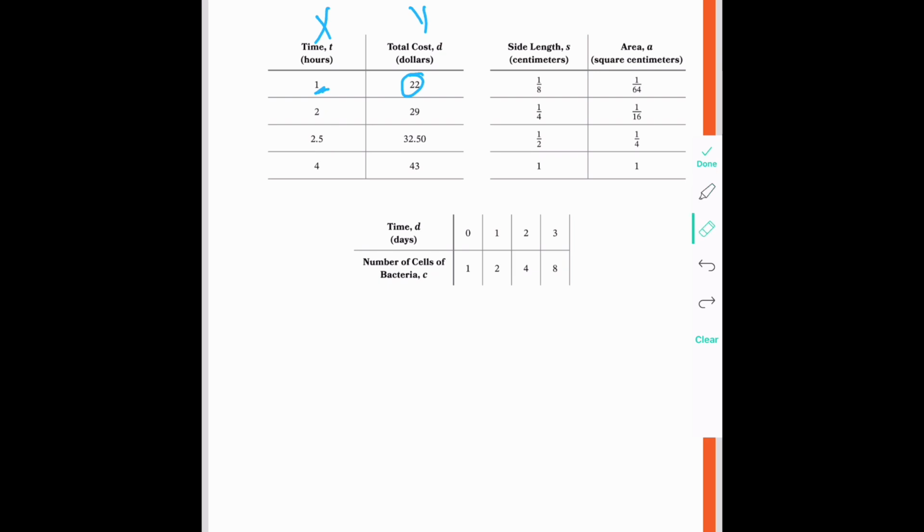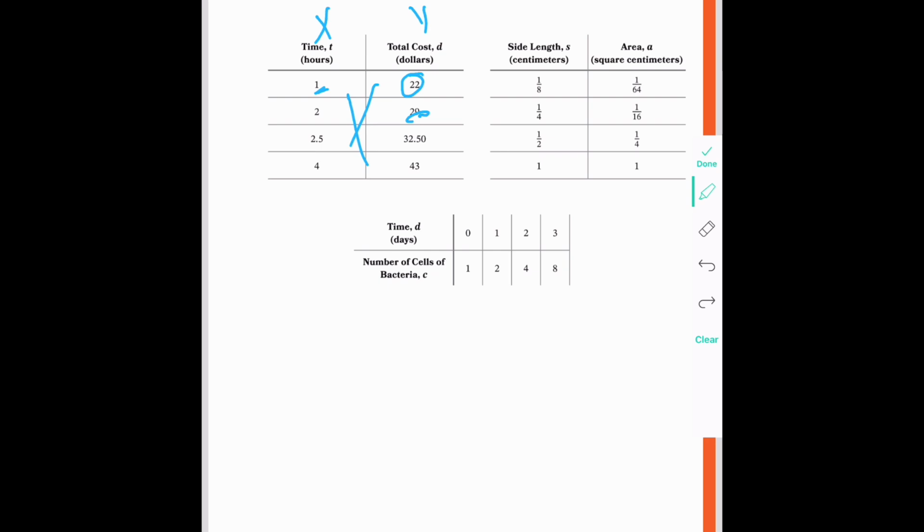Obviously, 22 times 2 is not 29. 2.5 times 22, I don't believe it's 3250. I'm pretty sure it's not. 2.5 times 22, yeah, that's 55. And 4 times 22 is definitely not 43. So this one is not showing a proportionate relationship based on the information that they're giving us.